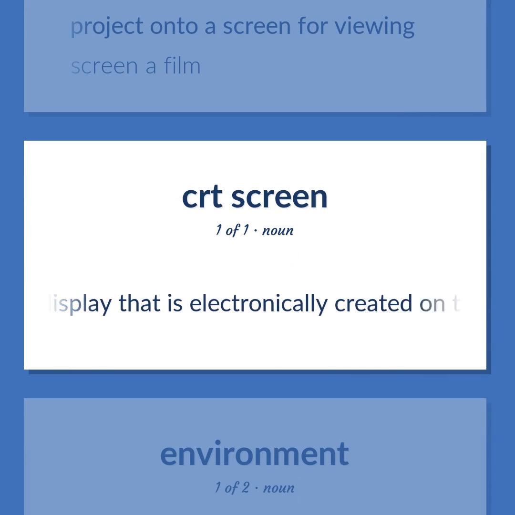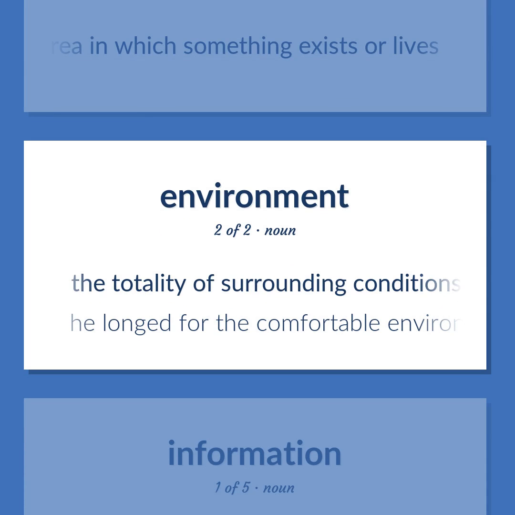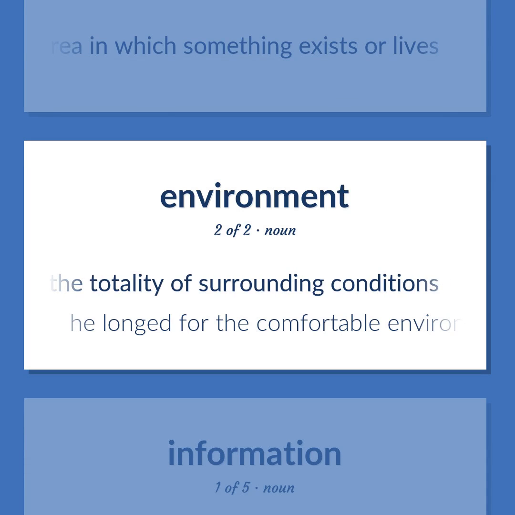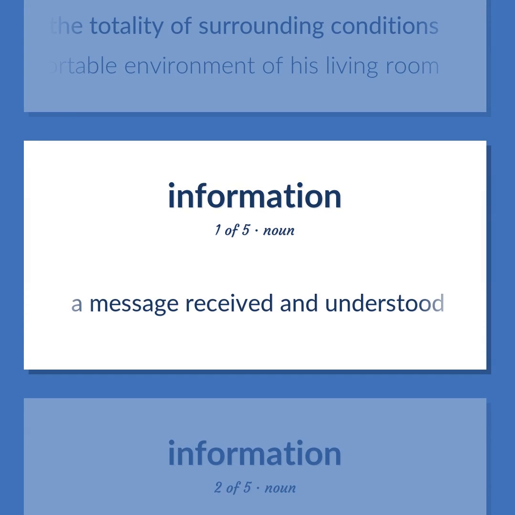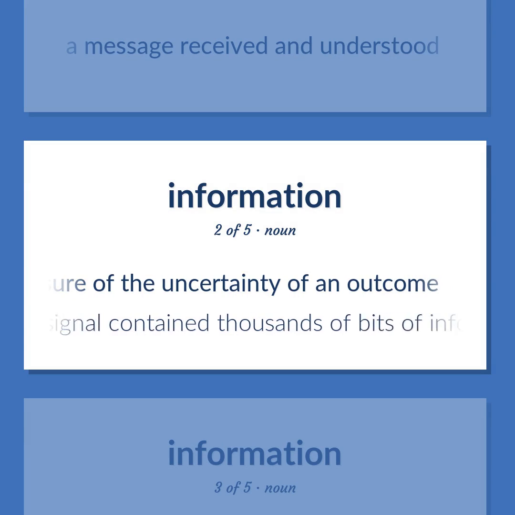The display that is electronically created on the surface of the large end of a cathode ray tube. The area in which something exists or lives. The totality of surrounding conditions. He longed for the comfortable environment of his living room. A message received and understood. Communication theory. A numerical measure of the uncertainty of an outcome. The signal contained thousands of bits of information.